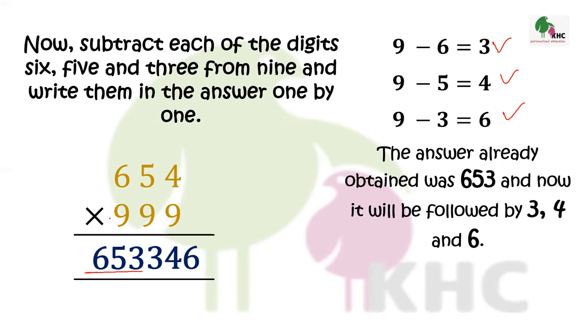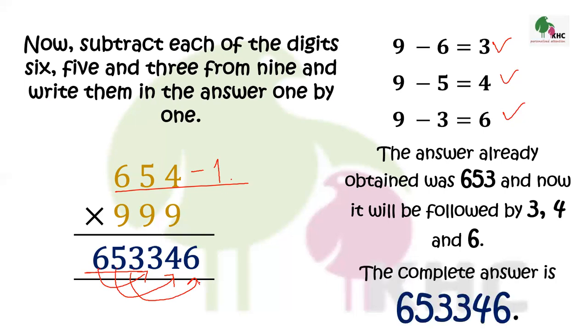So what do you do? First of all, you subtract 1 from this number. Whatever the part you get, you write it as the left-hand part. Once the left-hand part is complete, you subtract each of the digits from 9 and write the answer correspondingly. 9 minus 6 is 3, 9 minus 5 is 4, and 9 minus 3 is 6. So this is the complete answer.